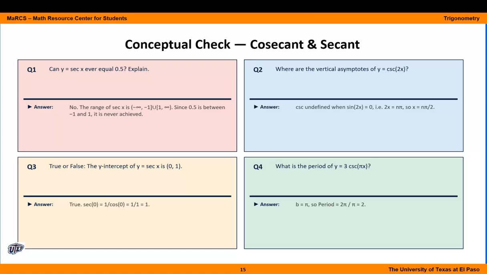Here's a key idea to remember. Secant and cosecant never take values between -1 and 1. This is because they are reciprocals. So the graphs always stay above 1 or below -1.